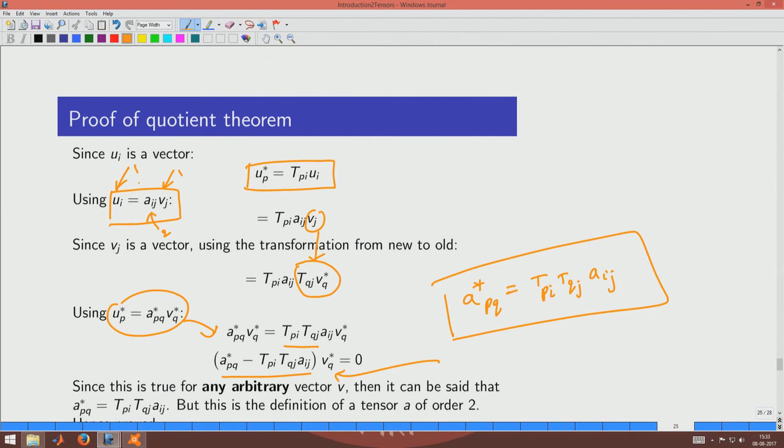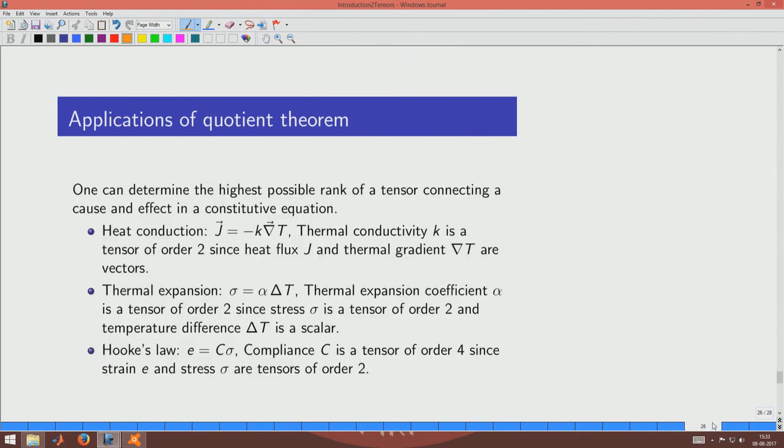Which means that we can now go ahead and use the quotient theorem for things that we do not know as tensors to deduce that they are tensors. So, some examples are given here. Let us look at heat conduction, for example. Fourier heat conduction is given where heat flux is related to the temperature gradient in this manner, where K is the thermal conductivity.